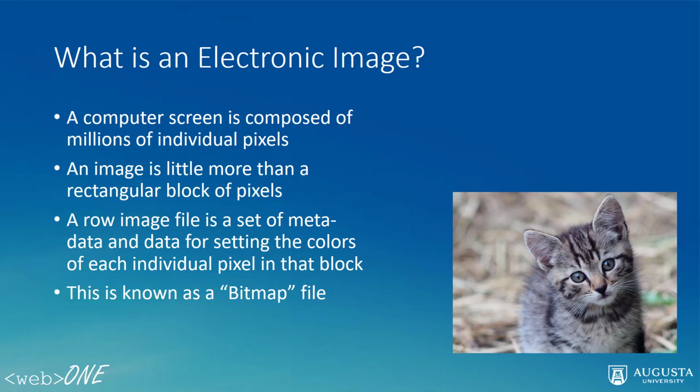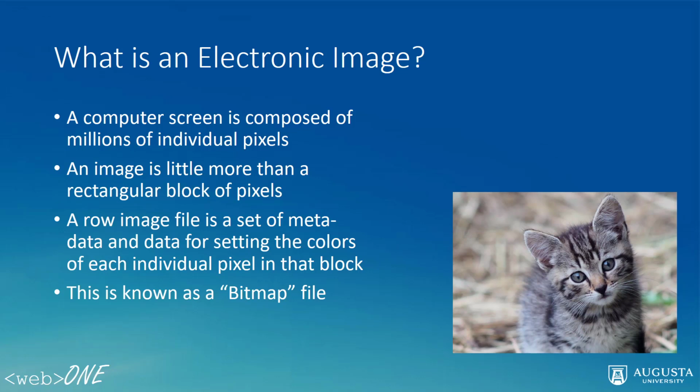These pixels are the smallest unit of color that make up a digital image. An image is little more than a rectangular block of pixels. Think of an image as a grid, where each square in the grid represents a pixel. When you zoom out from a digital image, you see it as a whole picture. But up close, it's just a collection of these tiny squares.